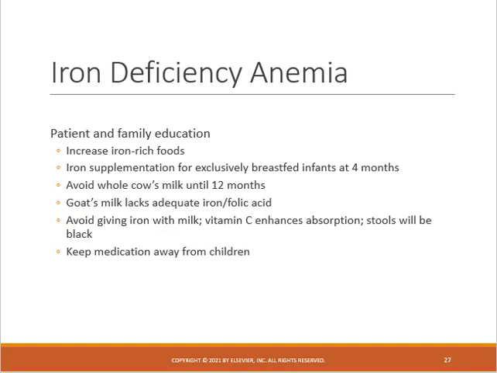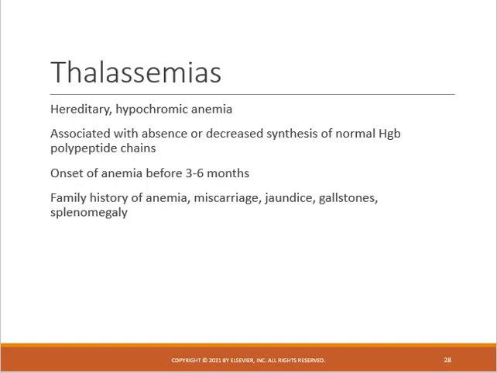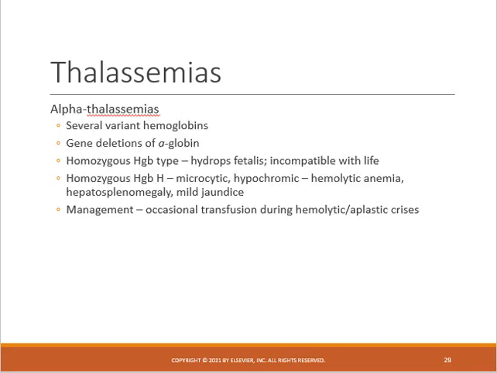All right, let's talk next about thalassemias. Thalassemias are hypochromic anemia that is hereditary. It's associated with a decreased synthesis of a polypeptide chain, usually seen after 3 to 6 months. It's important to get a family history for anemia, miscarriage, jaundice, gallstones, and splenomegaly.